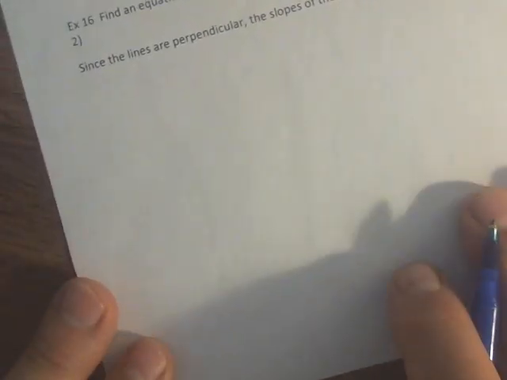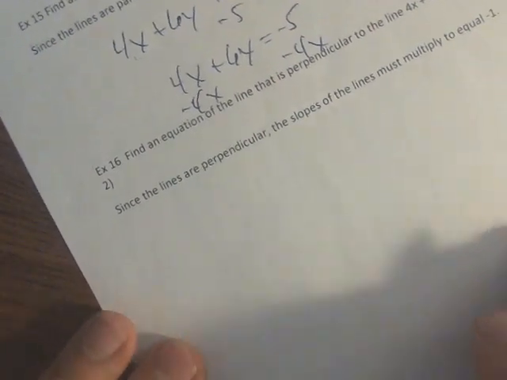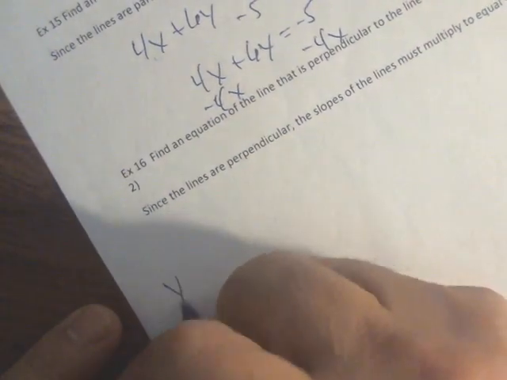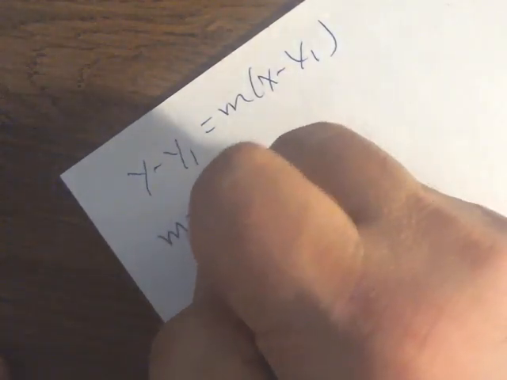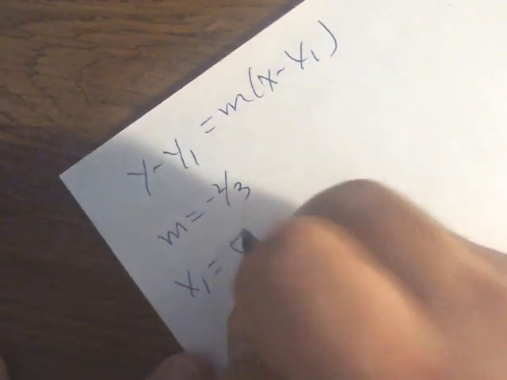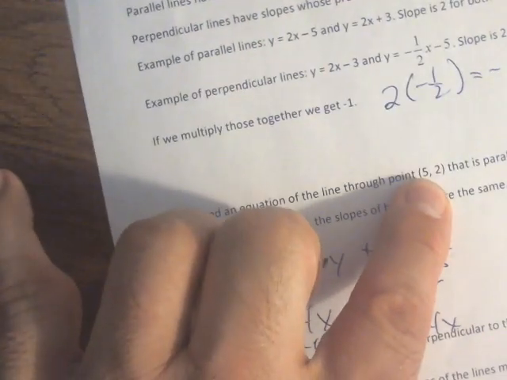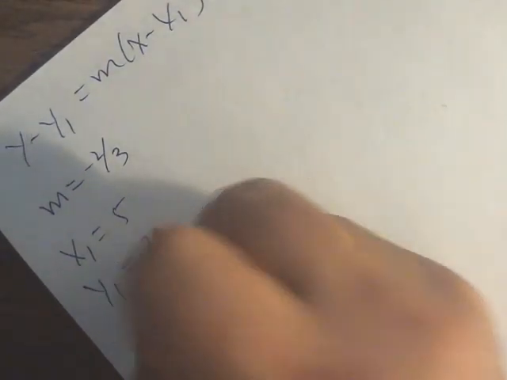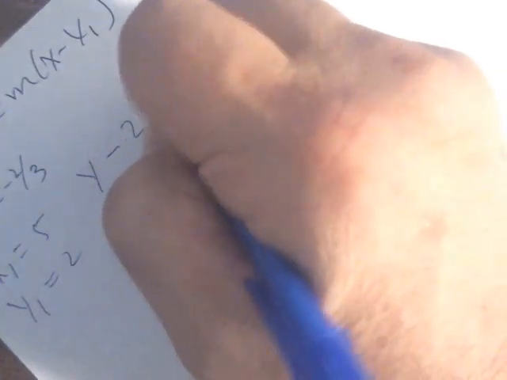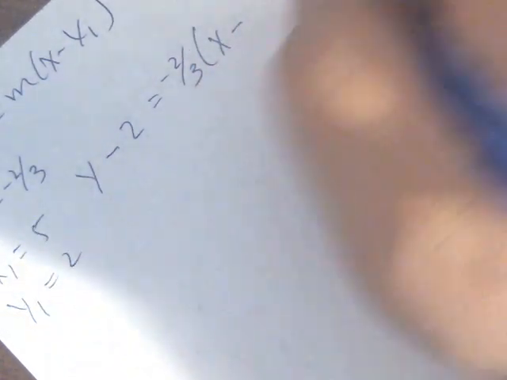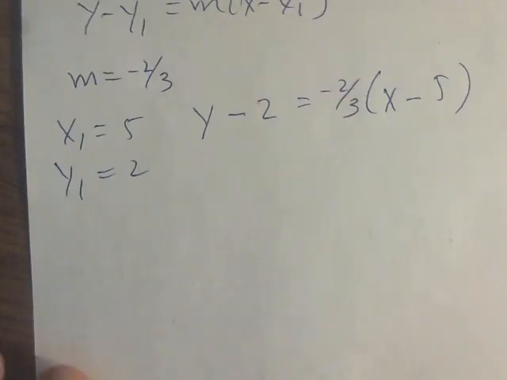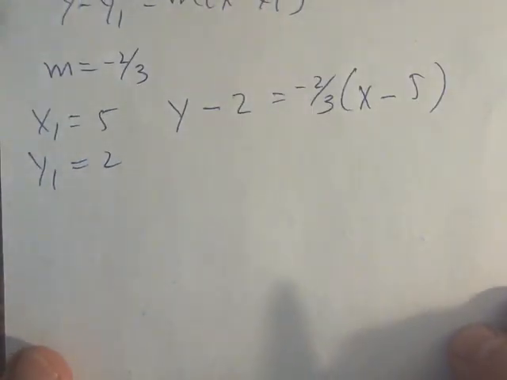So what I'm going to do is move, because I ran out of room. I wrote too big, too far spread out. I'm going to use y minus y1. Let me just go on the back here. And I'm going to use m is negative 2/3, x1 is 5. I'm going to use the point that I'm giving you right here, y1 is 2. Substitute into y minus y1 equals m times x minus x1. And that's your equation in point slope form.